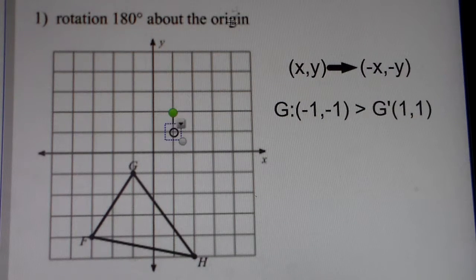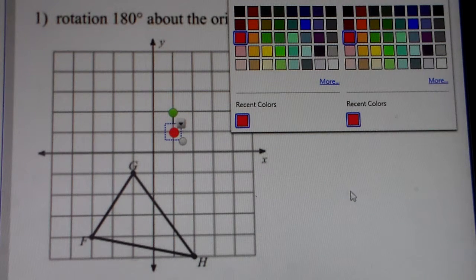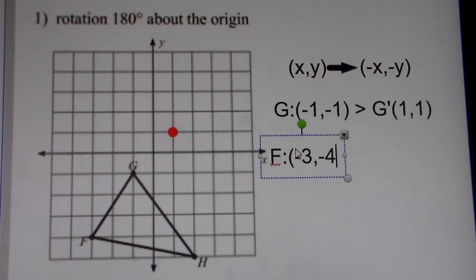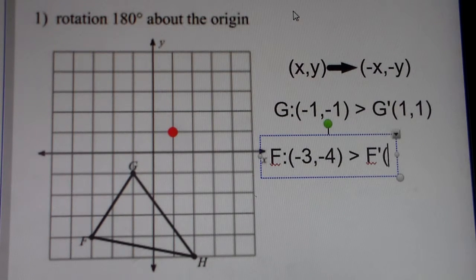I'll try to make it a little more colorful. So that red dot, that's G prime. We plot it 1 to the right, 1 up. Now next up, let's do F. We have to rotate F 180 degrees. So F's original coordinates are 3 to the left, 4 down. So that's why it's -3, comma, -4. F prime, we just have to change the sign, so it'll be 3, comma, 4.